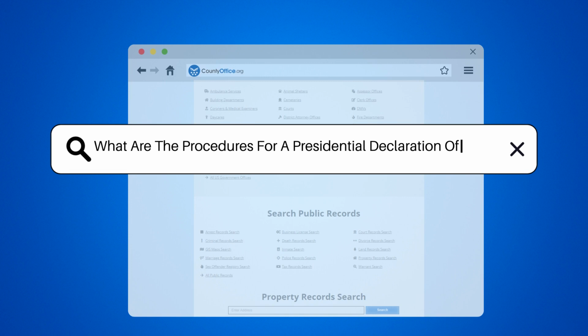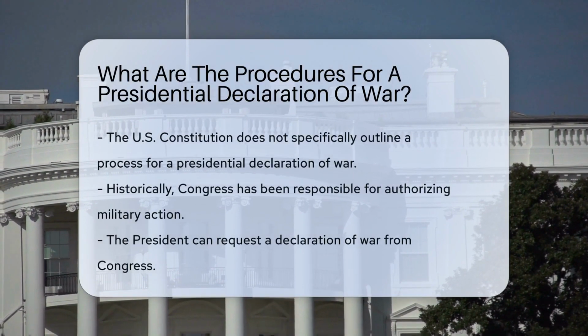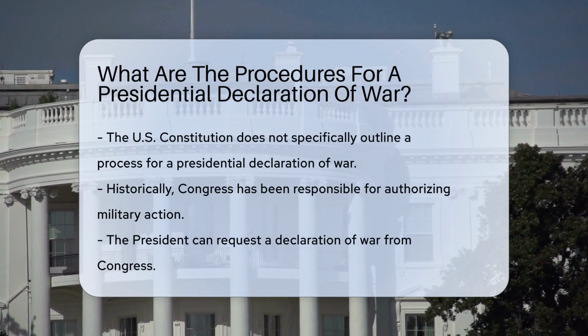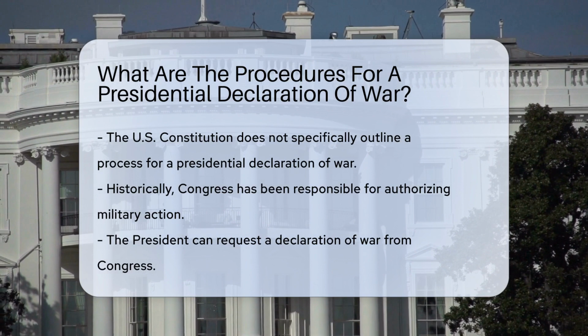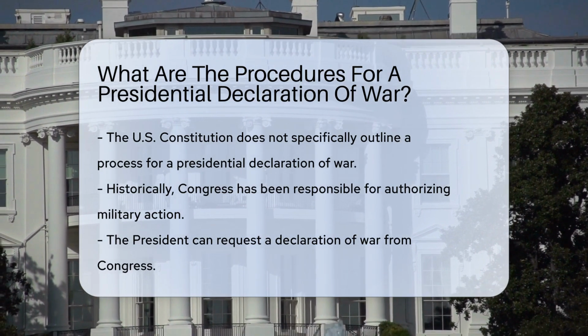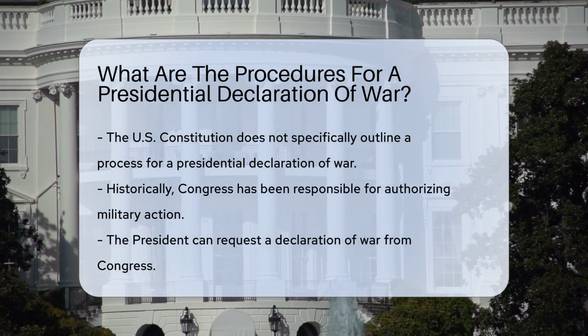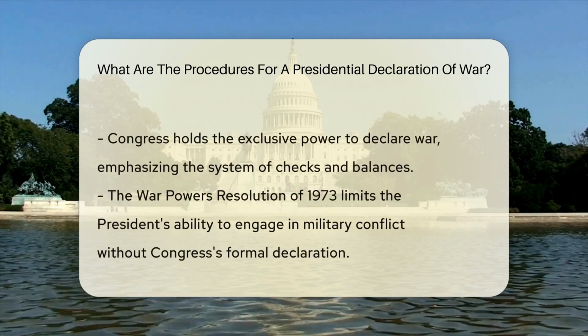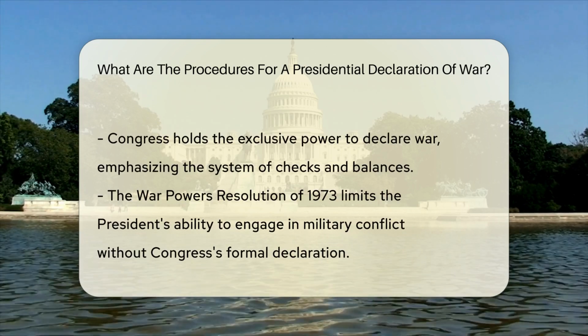What are the procedures for a presidential declaration of war? A presidential declaration of war is not explicitly outlined in the U.S. Constitution, but historically has involved Congress authorizing military action. The president can request a declaration, but Congress holds the power to declare war. This process ensures a system of checks and balances between the executive and legislative branches.